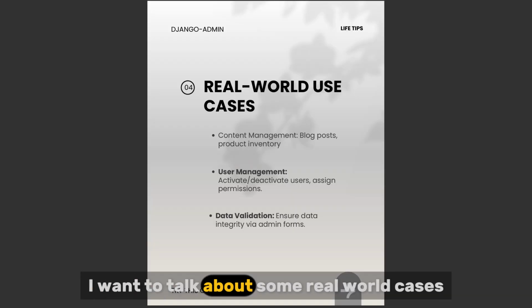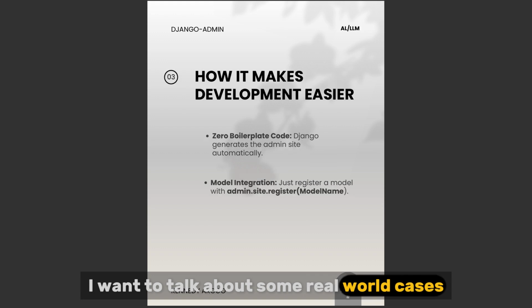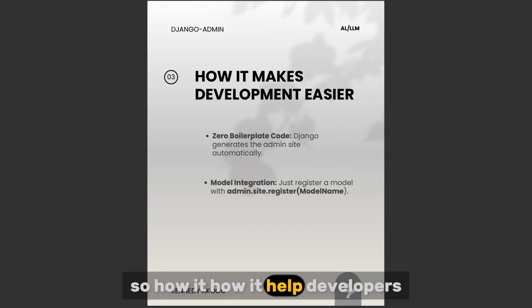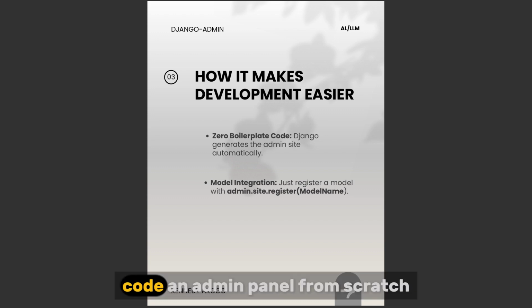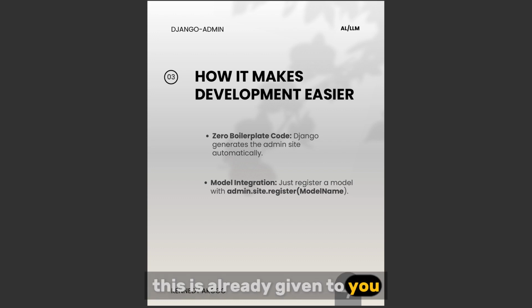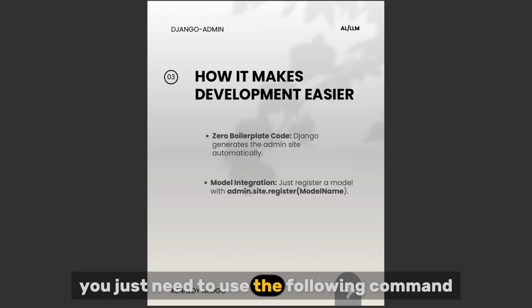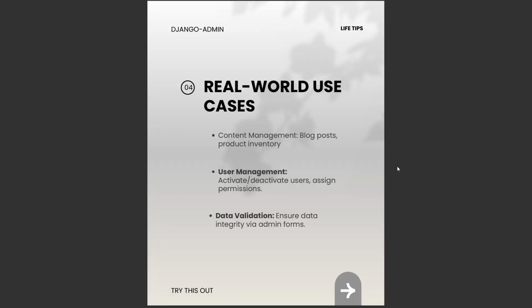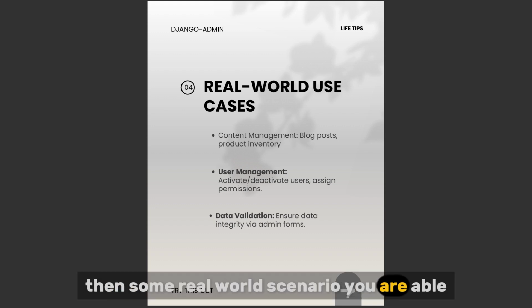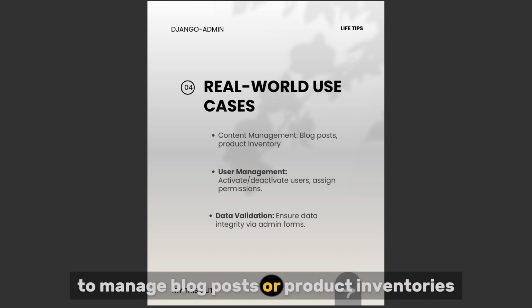We'll also talk about some real world cases, so how it helps developers. You don't need to code an admin panel from scratch. This is already given to you when you launch your Django project. And also, to register a model, you just need to use the following command: admin.site.register, and then you give the model name. Then some real world scenarios: you are able to manage blog posts or product inventories.